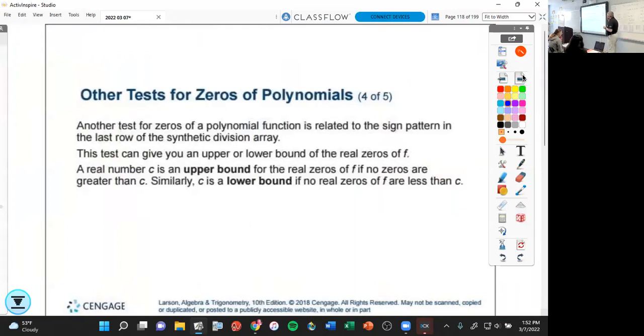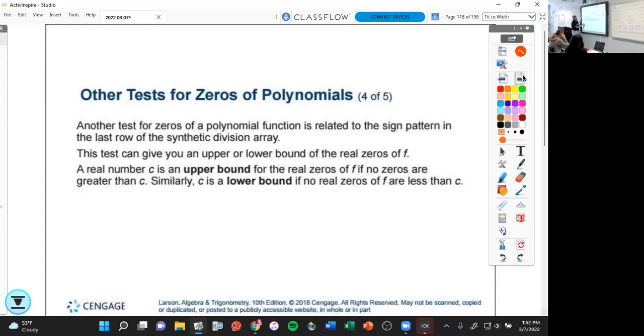Another test for zeros of a polynomial function is related to the sign pattern in the last row of the synthetic division array. What does that mean? Let me finish reading this. The test can give you an upper or lower bound of the real zeros of f. A real number c is an upper bound for the real zeros if no zeros are greater than c. Similarly, c is a lower bound if no real zeros of f are less than c.